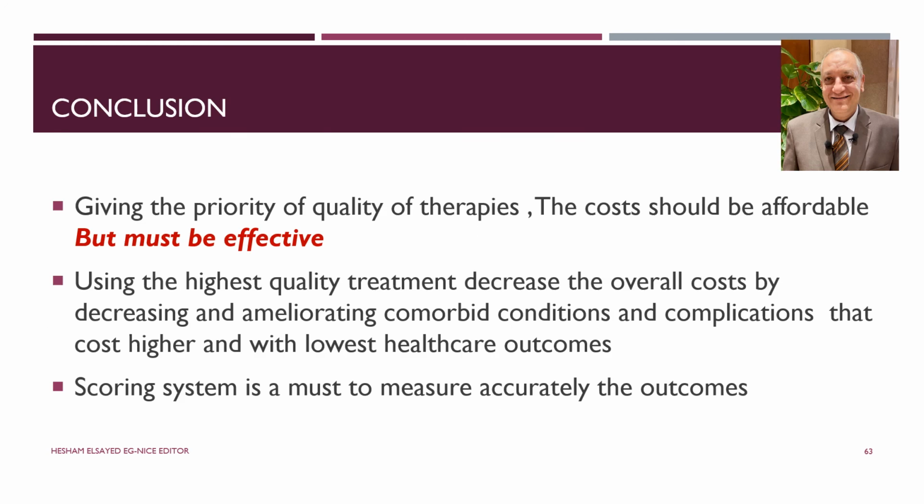So in conclusion, given the priority of quality of service, the cost should be affordable and effective. Not only affordable, but it should be effective as well. Using the highest quality treatment decreases the overall costs by ameliorating the comorbid conditions and complications that cost more, with the least healthcare outcomes. A scoring system is a must to measure the outcomes of the patients accurately.